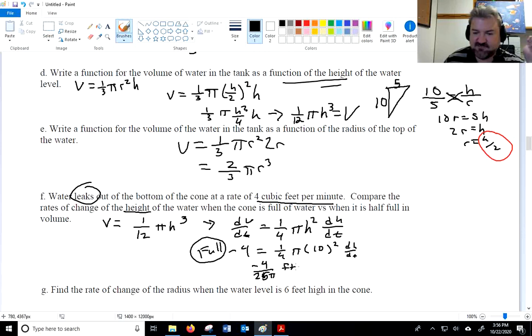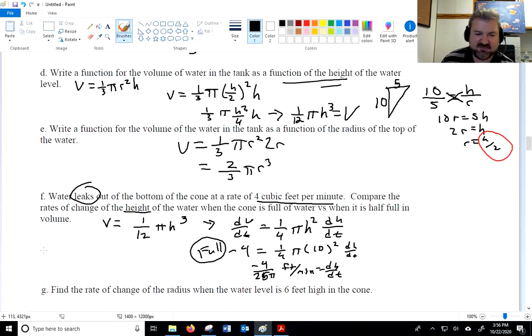And that is in feet per minute. That is equal to the rate of change of height, right? The rate of change of height is -4 over 25 pi feet per minute when the cone is full. Well, what about when it's half full? So half full in volume. Well, full, we knew we had the full height, right?